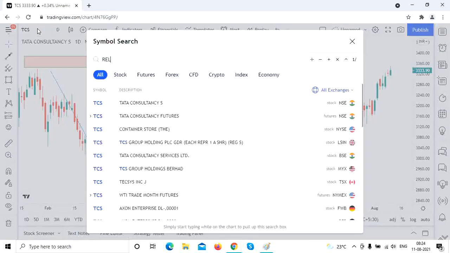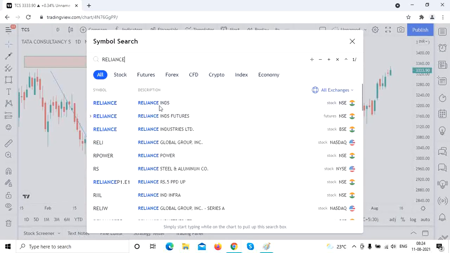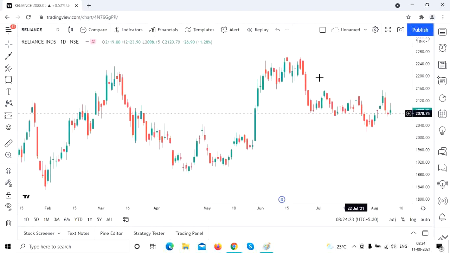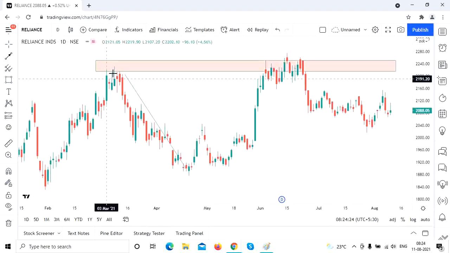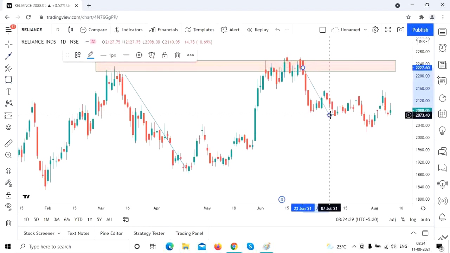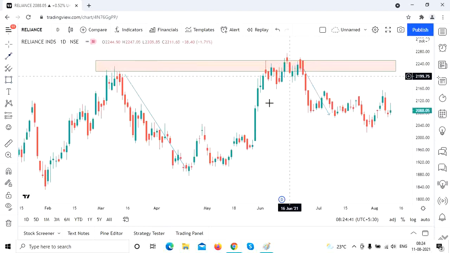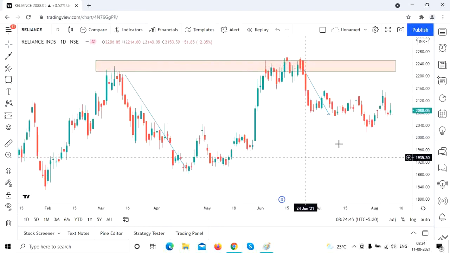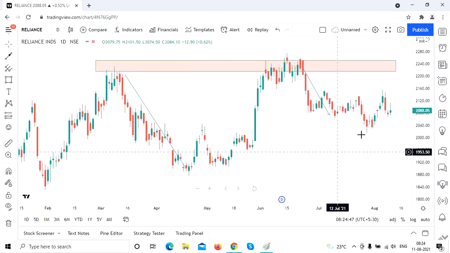Okay, let's look at another stock. Let's see Reliance Industries. Let's see what is happening in Reliance Industries. Right now you see here again in the month of March 21 the price plummets from that level. Again in June 21, after a few months the price again comes back to the same level and the price plummets. So if you're looking to buy Reliance Industries, this was not the level you need to look out for. Look out for the support levels.